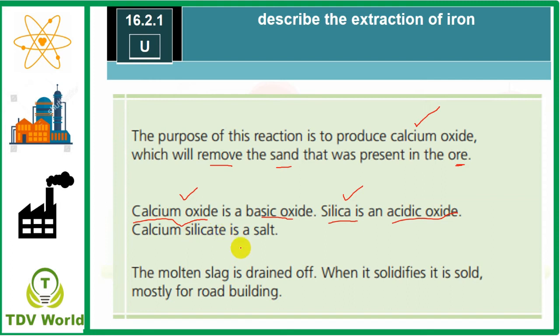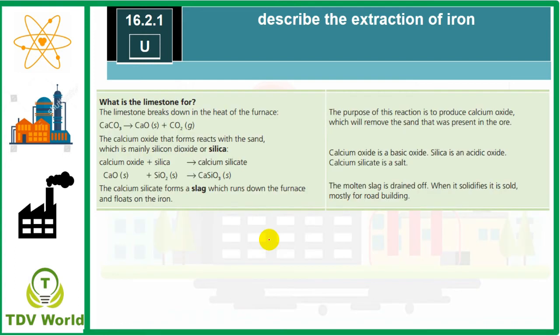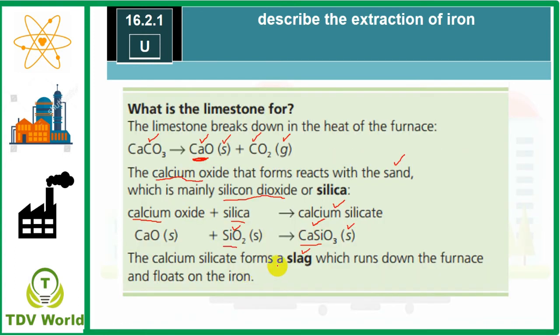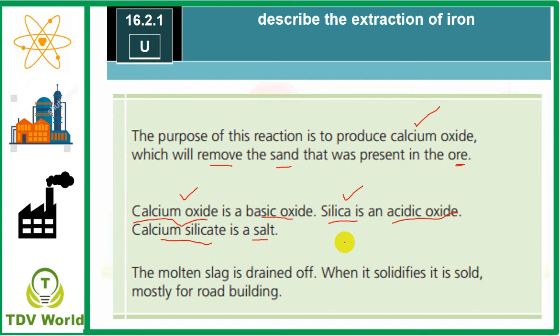Calcium silicate is a salt. So what is calcium silicate? It is basically the slag. You have heard about slag, and the formula of this slag is CaSiO3. We call this calcium silicate. So this is slag, and this calcium silicate is a salt. Calcium oxide is a basic oxide, and silica is an acidic oxide.